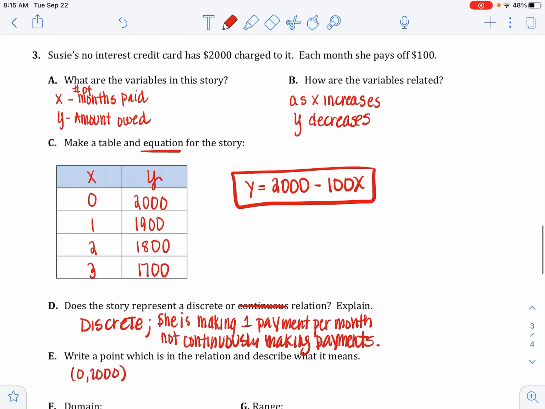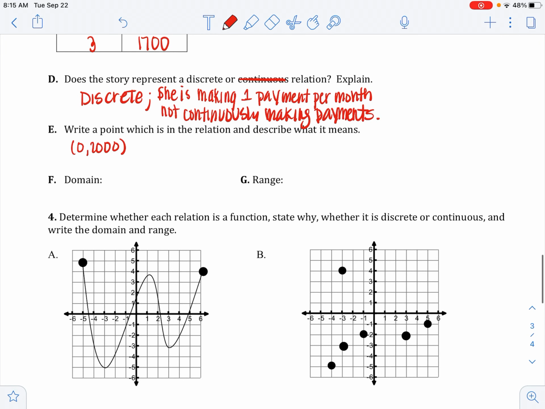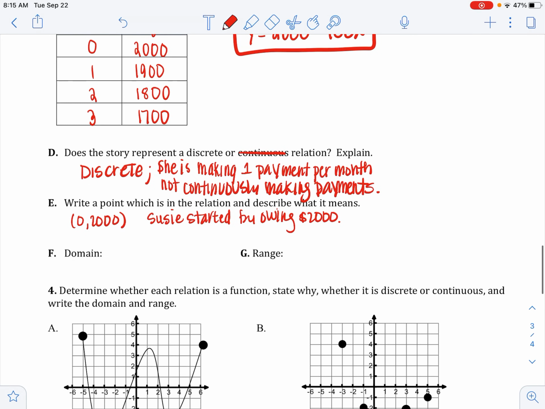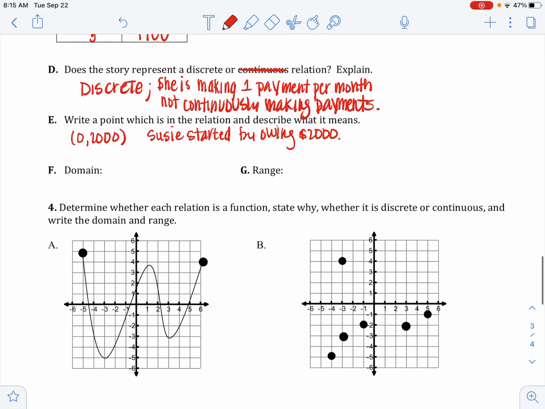I'm going to say, what was her name again? Susie. Susie started by owing $2,000. If I picked 1, $1,900, I can say after 1 month, Susie only owed $1,900. All right, now I need my domain.